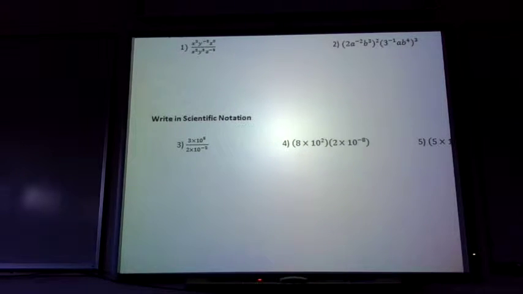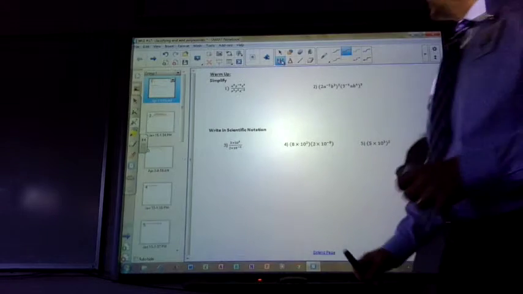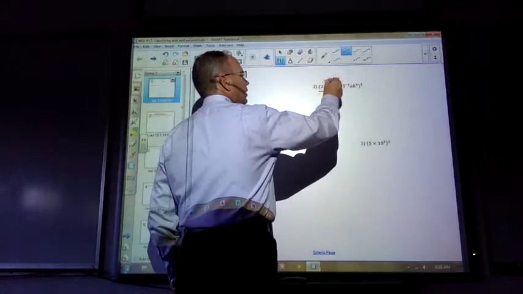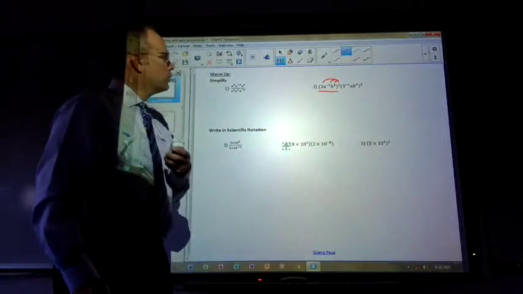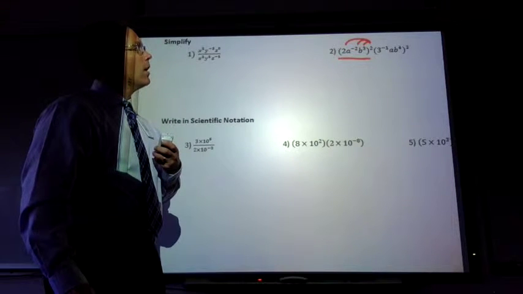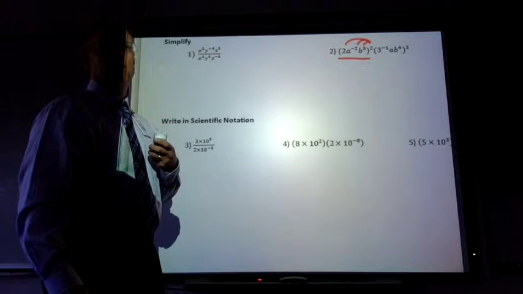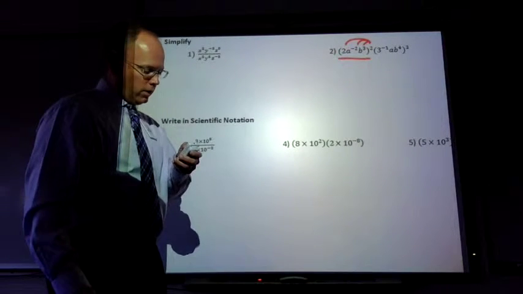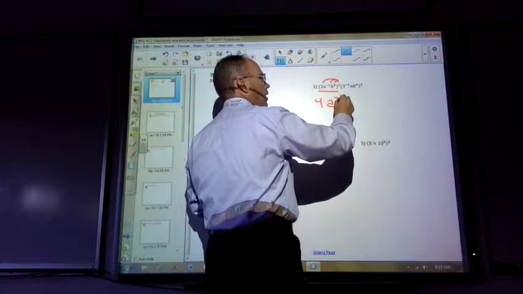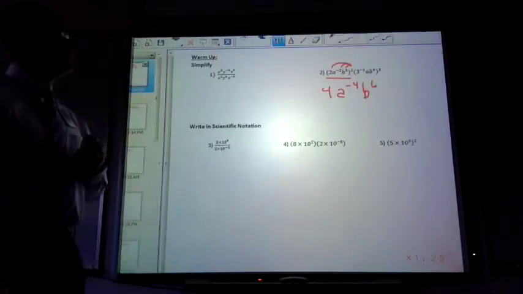And then what do I do with the 3? What do I do with this 3 right here? Distribute it into this portion, okay? All right, let's see if we can walk through this. Kenzie, solve for me this if I do that. Good. B to the 6. All right. So you said it's 2 squared, so that's 4. A to the negative 2 to the second becomes A to the negative 4, and then B to the 6th. Okay. Does that make sense?